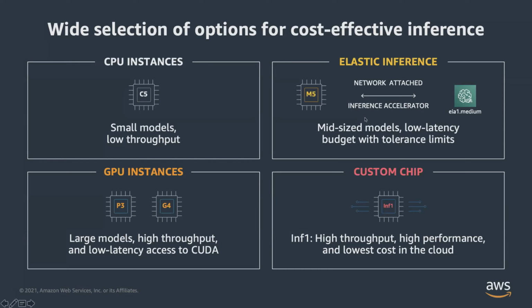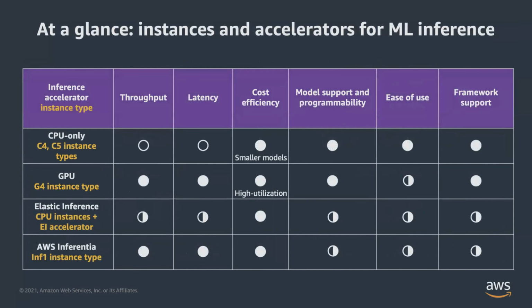And the other one is Inferentia. Inferentia is the one that works for use cases with really high throughput, high performance, and low cost. So with these 4 different instance types, you would like to identify them. For example, whether you just use CPU only, GPU only, or you work with CPU with Elastic Inference accelerators, or you work with Inferentia.